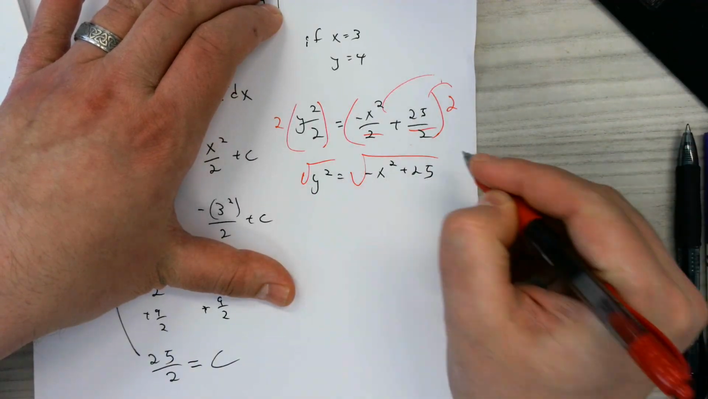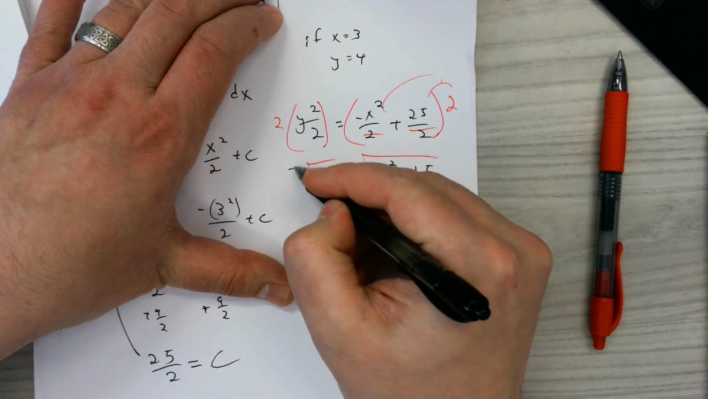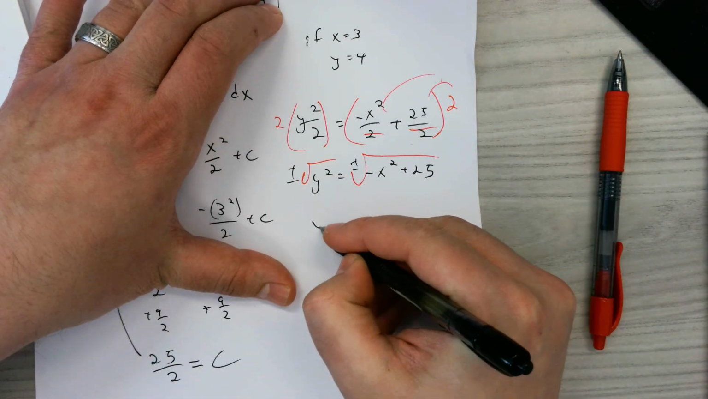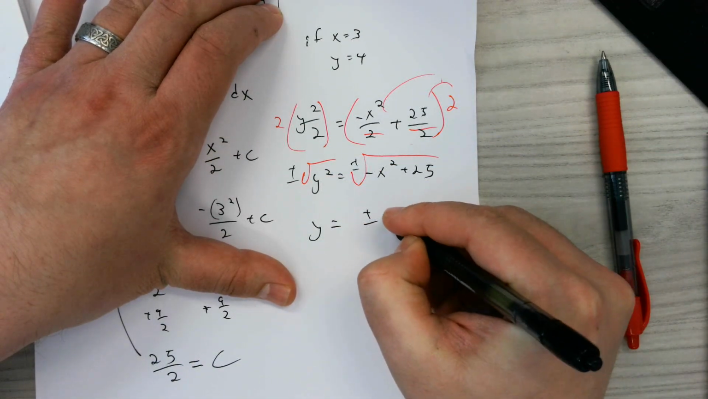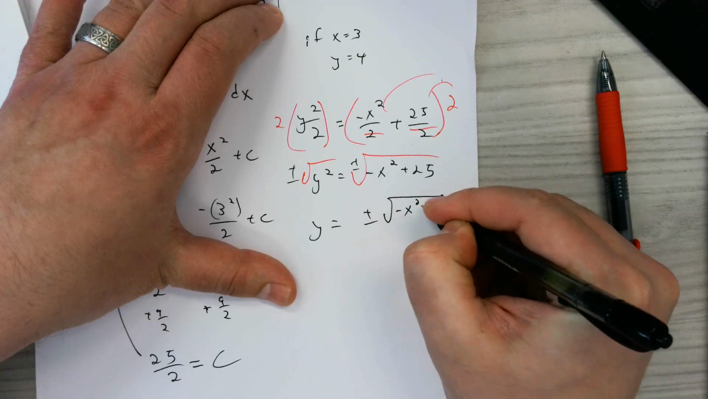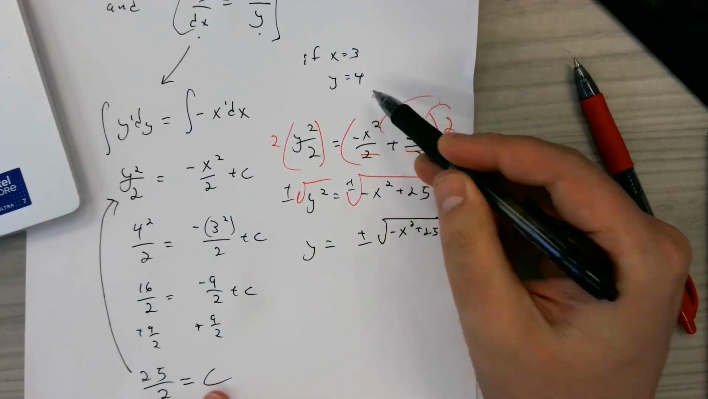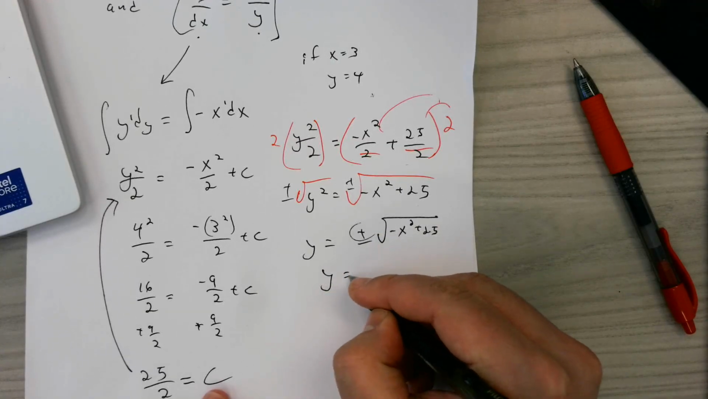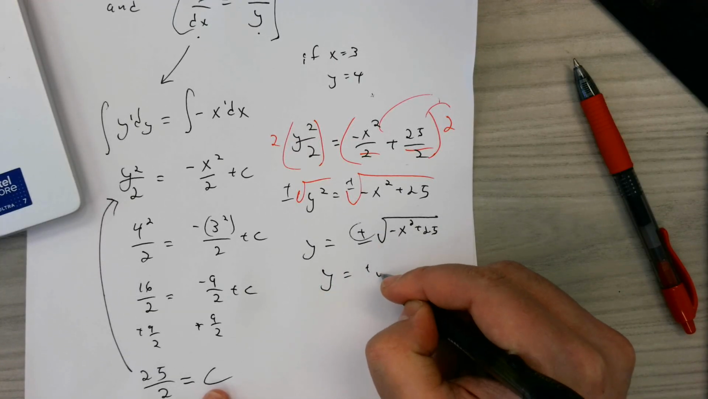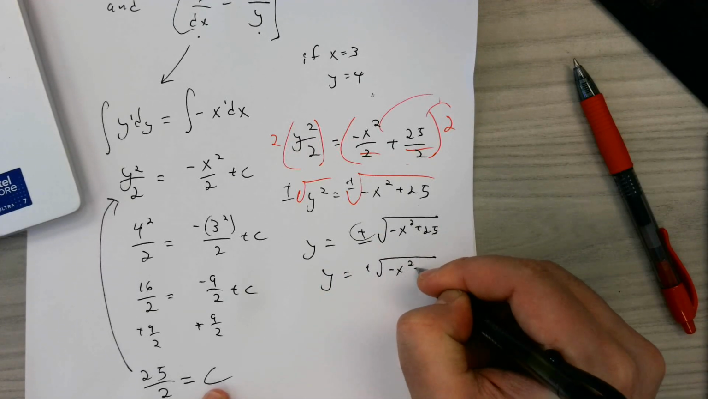Square root to cancel that out. Have to do the plus or minus. Y equals plus or minus the square root of negative x squared plus 25. Please note my y is positive, so I am just going to have the positive square root of negative x squared plus 25.